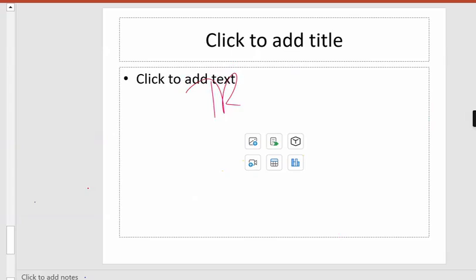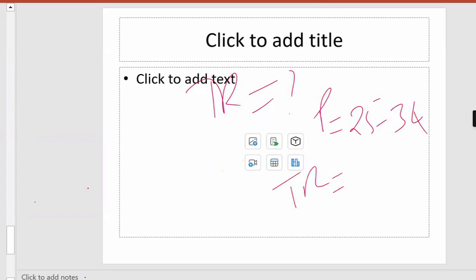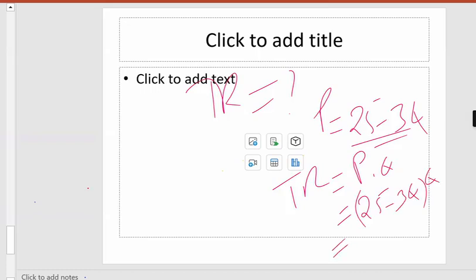Hatuna total revenue. What is total revenue? P, you remember, amekupa ngapi? 25 minus what? 3Q. Sasa, what is the total revenue? Formula inasemaje ya total revenue? Price times quantity. P times what? Times Q. Sasa, what is P? 25 minus 3Q. Yeah, so instead of writing P, you write that number, right? Yes. Times what? Times Q. Manake you have 25Q minus 3Q square. This is what? This is total revenue.